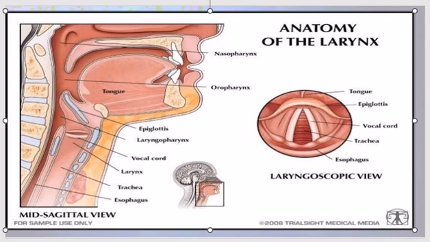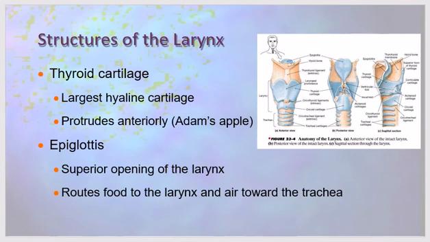I hope you have understood the anatomy of the larynx. Now coming to the theoretical part of the structure of the larynx. Here is the thyroid cartilage we have seen, the largest hyaline cartilage. Then the protruding anterior part is your Adam's apple. Now coming to the next part, we have seen the epiglottis area, then a superior opening of the larynx that routes food and air toward the trachea.